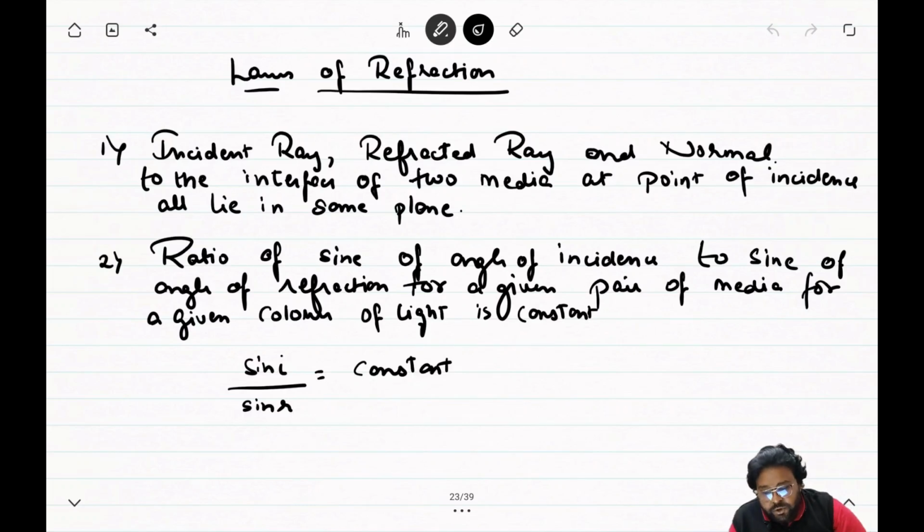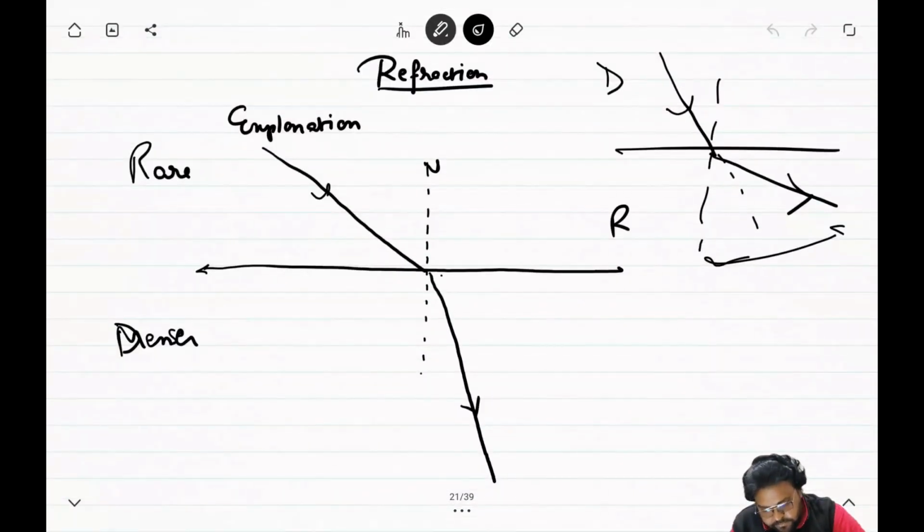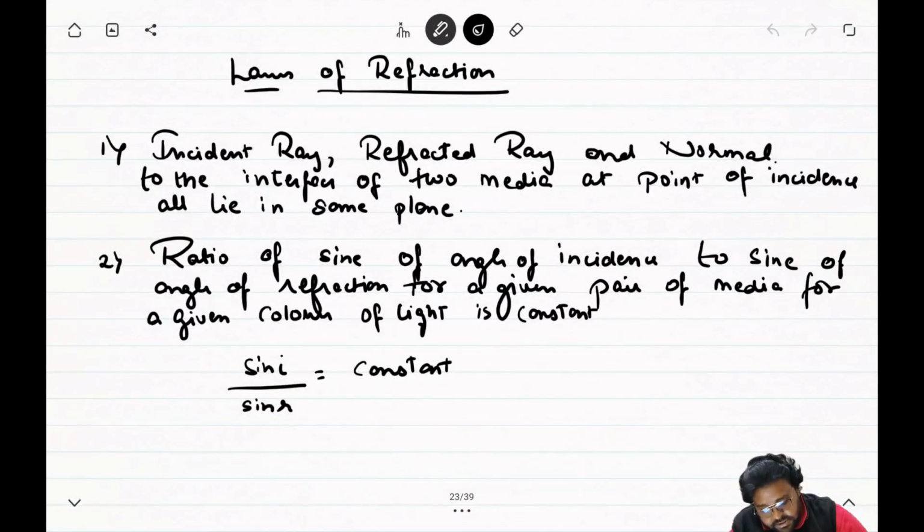Now there are two laws of refraction again. First, the incident ray, refracted ray, and normal to the interface at the point of incidence all lie in the same plane. Nothing would go out of the plane. And the ratio of sine of angle i to sine of angle r, that means sin i upon sin r, is always constant for a given pair of media for a given color of light. They're always constant. So that's your laws of refraction.